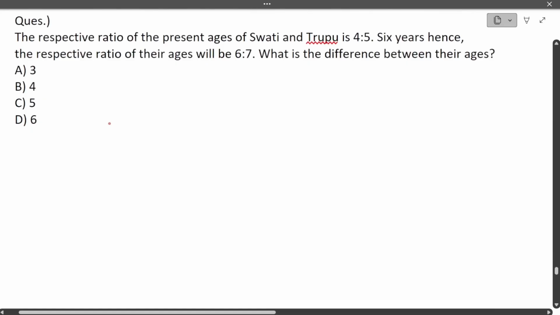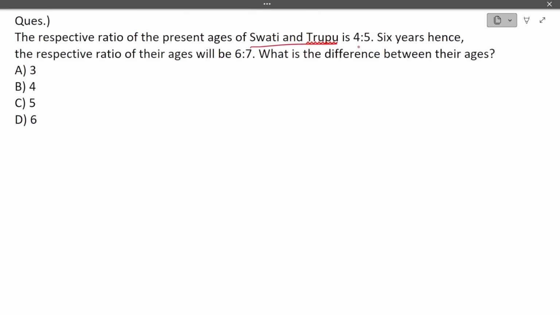Okay, so in this next question, we are given a ratio again. The respective ratio of present ages of Swati and Trupu is 4:5. 6 years hence, the respective ratio of their ages will be 6:7. What is the difference between their ages? So let's try to solve it in this way. Present ratio is given and hence means future.